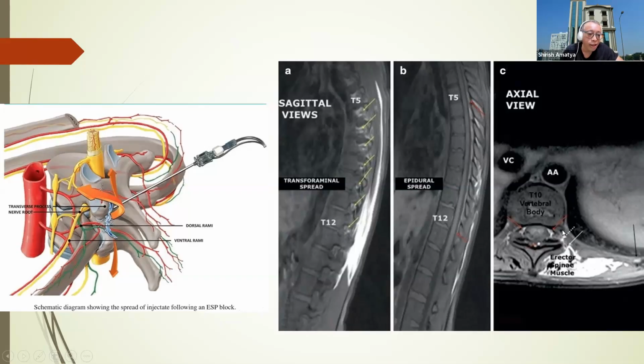So a wider area of pain coverage can be achieved with the erector spinae muscle plane block, and it is commonly used both for acute as well as chronic pain management.